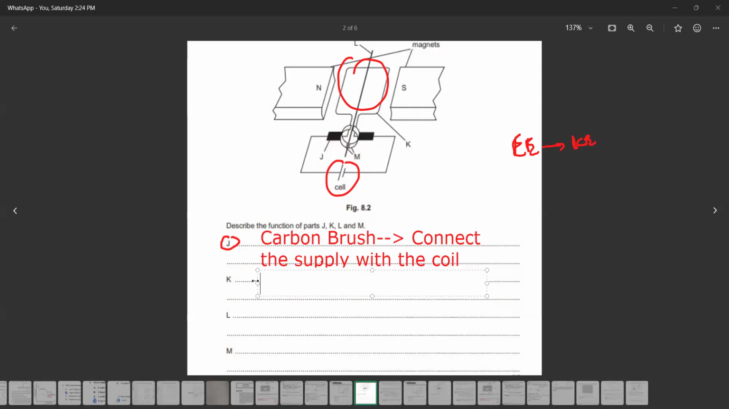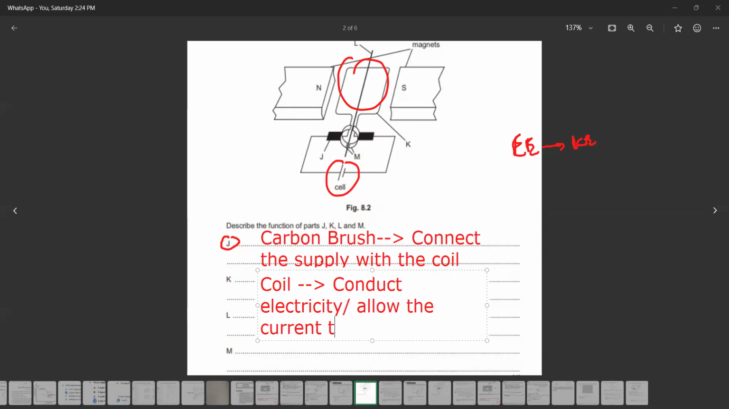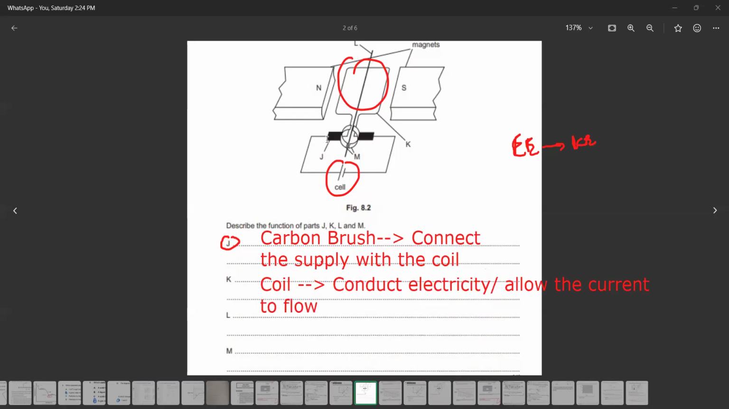Part K is the coil, wire. The coil is a conducting wire, a rectangular coil. What is the purpose of the coil? The coil can conduct electricity and allow the charges to flow. So the main purpose of the coil is to conduct electricity or allow the current to flow. That is the purpose of the coil.